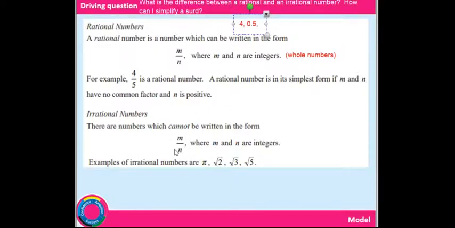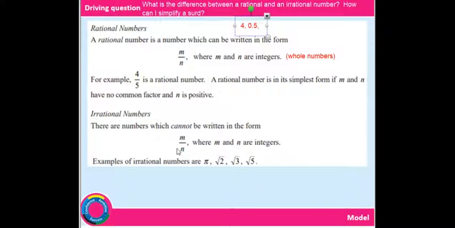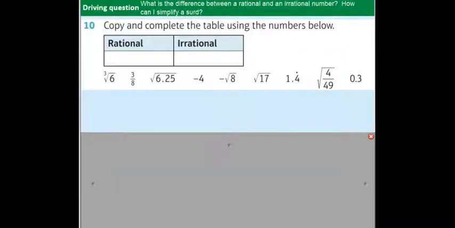Right, you have a go at some questions. You decide if they're rational or irrational. If you want to, you can use your calculator. You pop the number in your calculator and then press the SD button, and then it will show you if it can be written as a fraction or not. Yeah, you guys have a go at this.